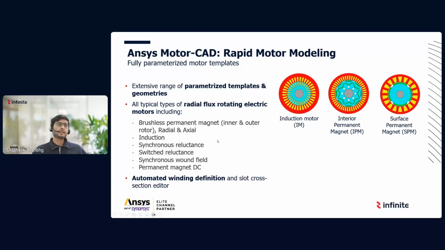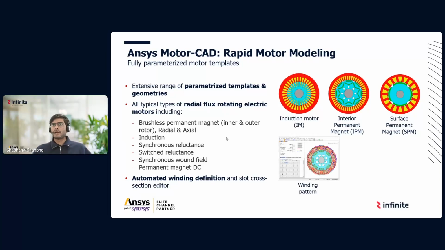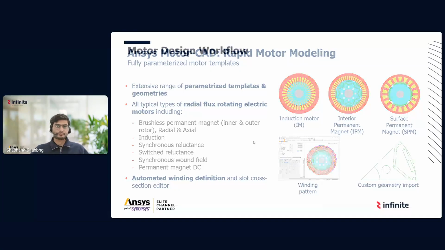And there is automated winding definition within MotorCAD, so you do not have to think much about what kind of winding you have to do, and do you want to design those one by one. No, you can just see the preset templates. You can customize it based on your required motor design, let's say. And you can always import custom geometries as well as DXF import files. You can bring them in. You can match them with the templates that are existing in the motor. You can change the parameters and see how they perform.